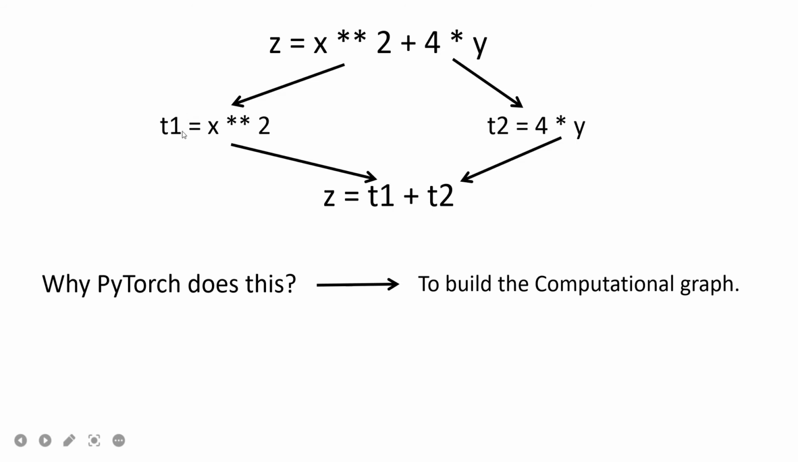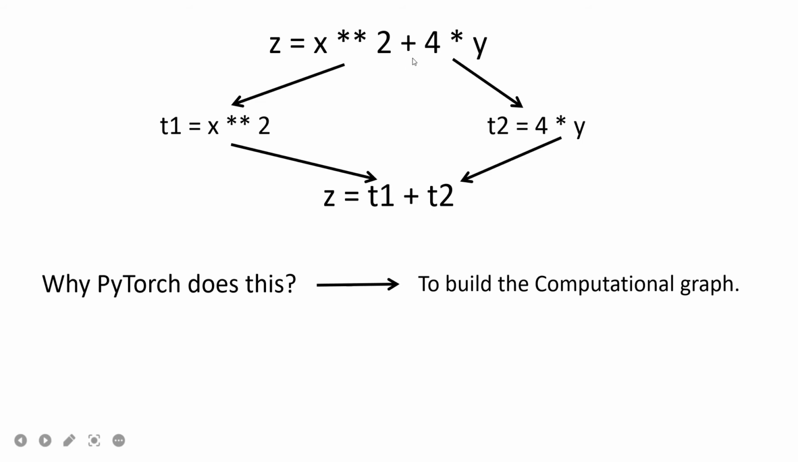It says, why don't I take the square and give it another intermediate variable, t1? PyTorch does this for itself. You don't have to set it. PyTorch will do it inside its own code. Then it will look at the second expression, 4 into y. It will break that also and call it t2. So all the operations have been made into smaller ones.